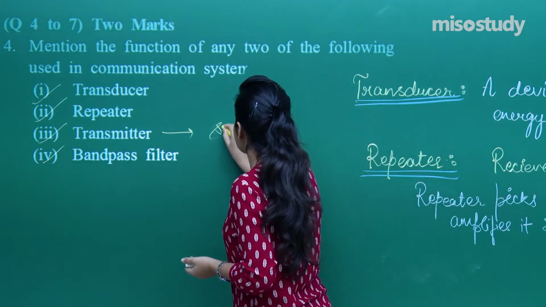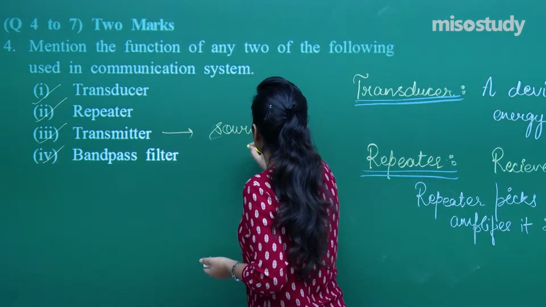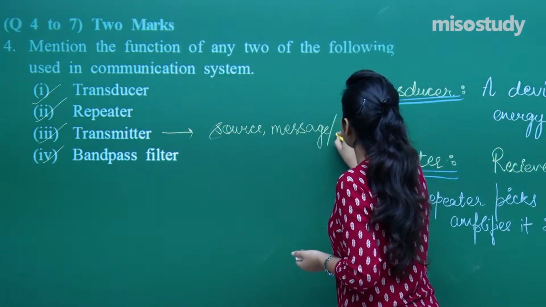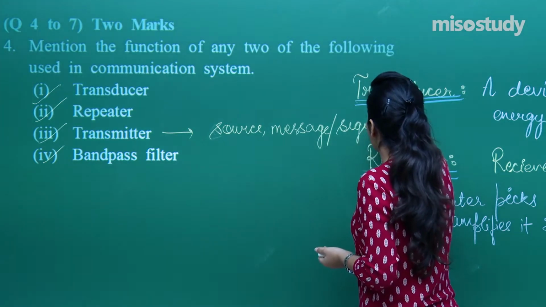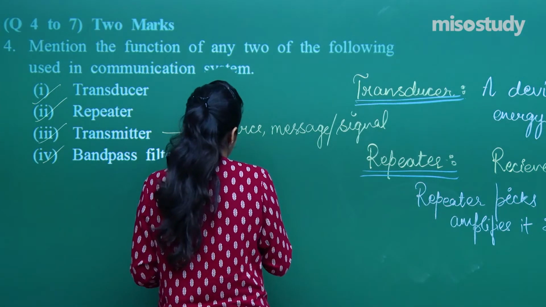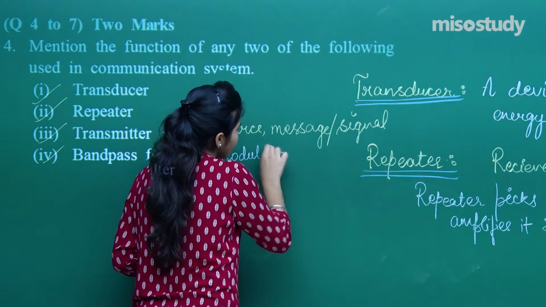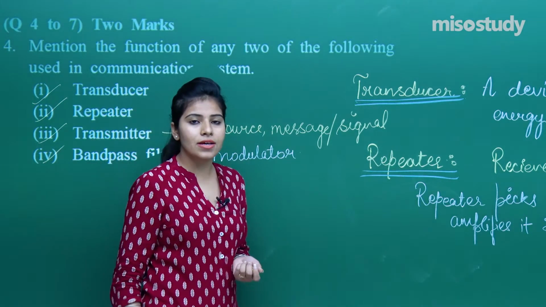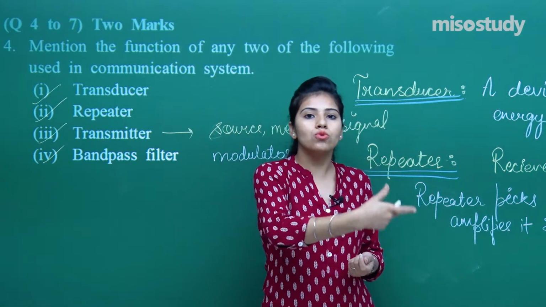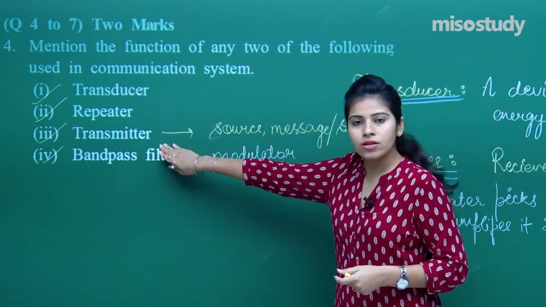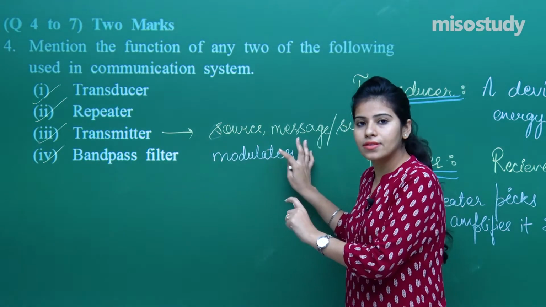source, message, or you can say the signal, and modulator, which will modulate your message and transmit it to the receiver or to the other end. So this is your transmitter, a package of these 3 things.